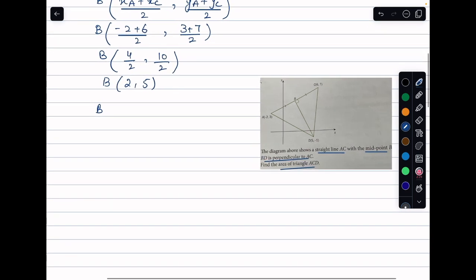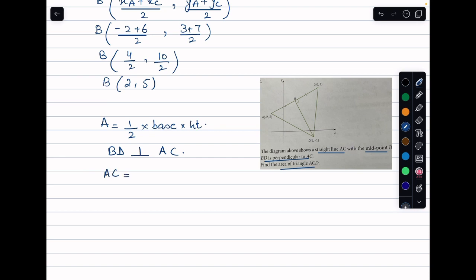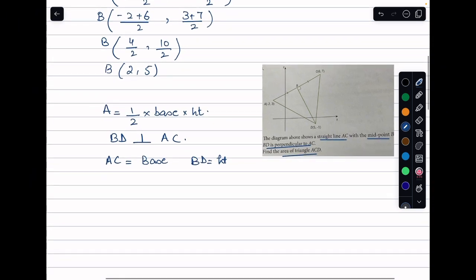For the area of the triangle ACD, I know that the area of a triangle is given by the formula 1 by 2 into base into height. So if BD is perpendicular to AC, then I can say that AC is actually the base and the perpendicular always makes the height. Therefore, BD is going to be the height of this triangle. So the only thing that is left now is to find the distance of AC.